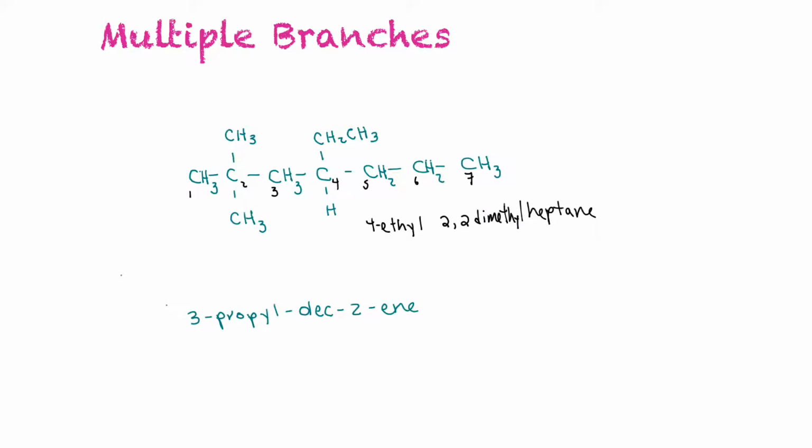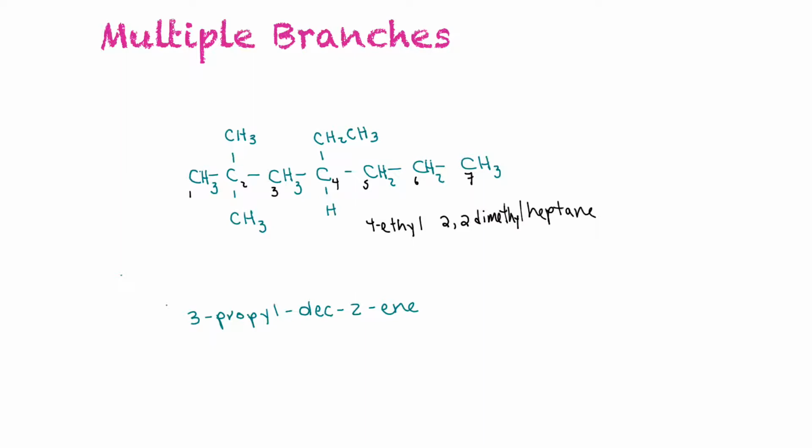And then down here, you might see some examples where they have a number splitting the word up, so that can be a little confusing. So this one is 3-propyl-dec-2-ene. The 2 in the middle is just a different way of saying 3-propyl-2-decene. They just show you where the position of the double bond is.